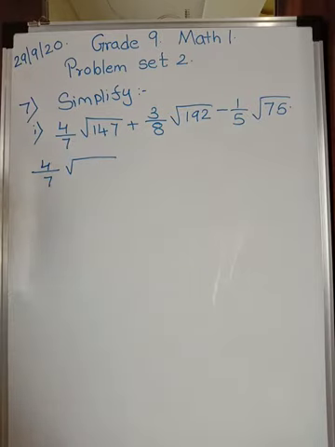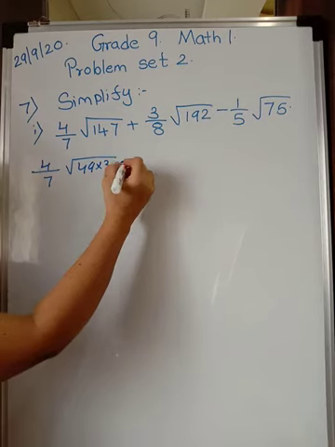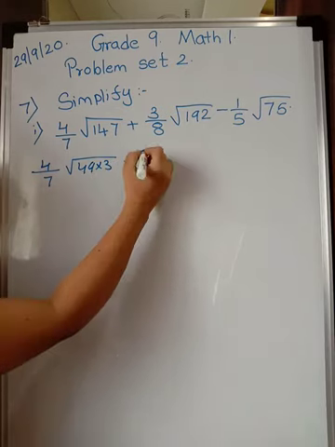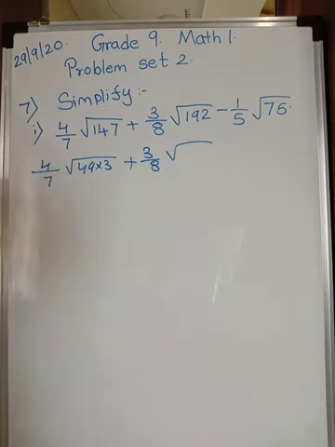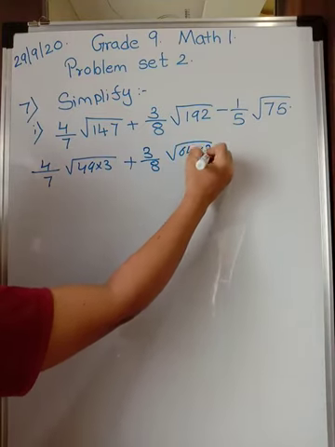Now you have to think, 147 can be split up into which two numbers, out of which one should be a perfect square. So we know, looking at the numbers itself, 147 is nothing but 49 into 3. If you multiply this, you will come to know it's 147. Why have I chosen these two? 49 is a perfect square. Plus 3 upon 8, square root of 192. Again find 192's factors such that one is a perfect square. So it is 64 into 3.